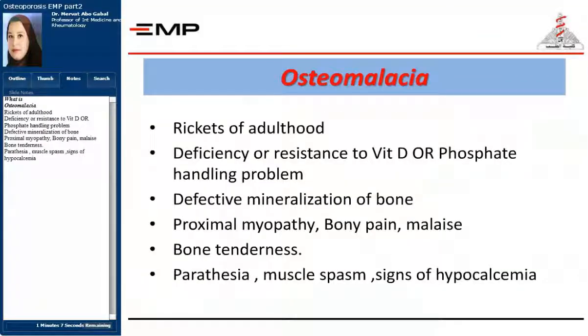What is osteomalacia? Osteomalacia is rickets of adults. The main cause is deficiency or resistance to vitamin D or phosphate handling problem. There is defective mineralization of bone. The main complaints are proximal myopathy, bone pain, and malaise. Also, there is bone tenderness, paresthesia, muscle spasm, and there may be signs of hypocalcemia.